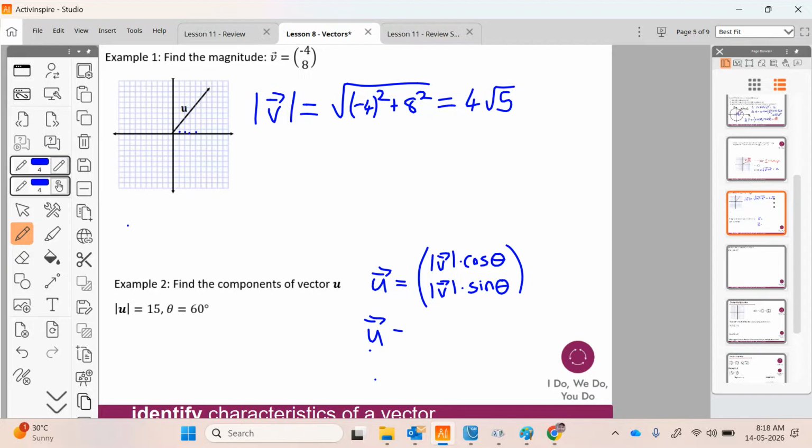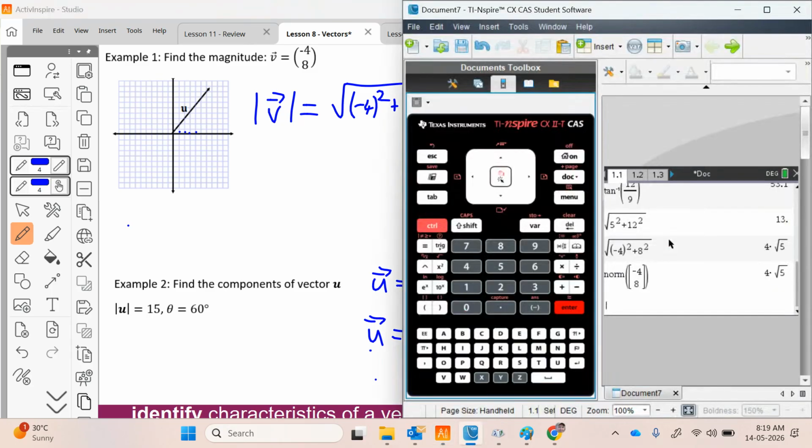So for this one, we are going to need 15 cosine theta, 60 degrees, 15 sine 60 degrees. You pull up the calculator on that one. Make sure that I am in degrees.